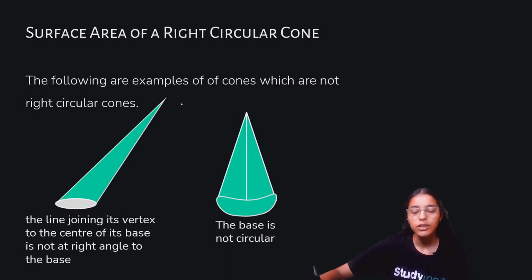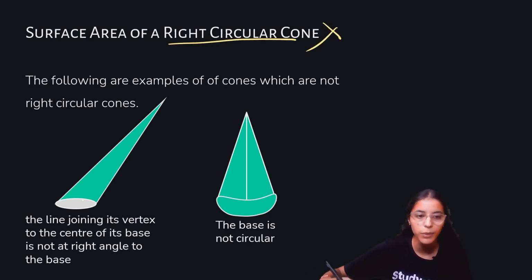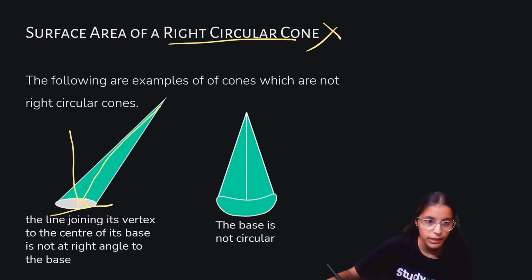Now those were right circular cones. Now, similar to the cylinder part, we can see that these are also cones, but these cannot be considered right circular cones. These are not right circular cones because first of all, in this we do not have a right angle. A right angle is here, but its height is making some angle theta with the point, and we call this point our vertex.